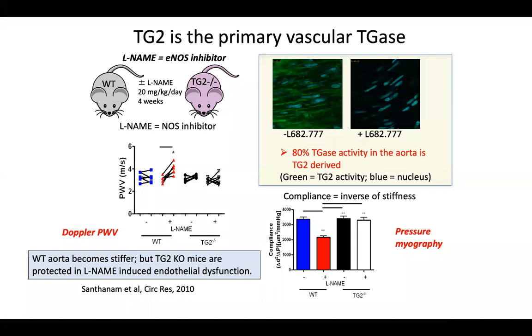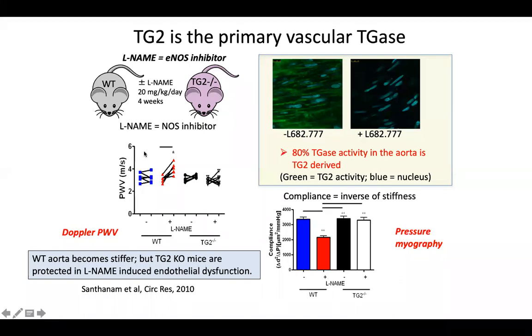So we went ahead and confirmed that tissue transglutaminase is indeed the primary vascular transglutaminase. Here you see in green the total transglutaminase activity in wild-type mice. And this is the same wild-type mouse aorta, except it has been exposed to a TG2-specific inhibitor called L682.777. You see that the specific inhibition of TG2 practically obliterates the total transglutaminase activity, suggesting that most of the vascular transglutaminase activity arises from TG2.